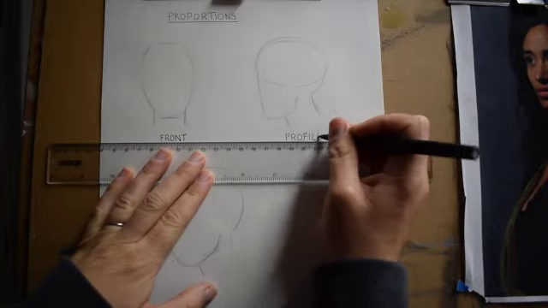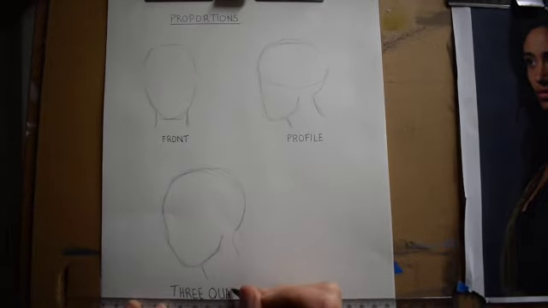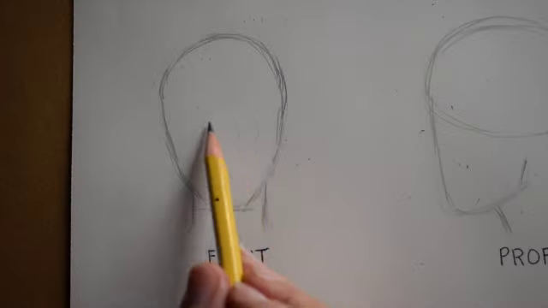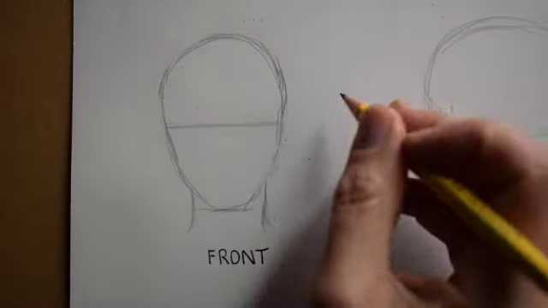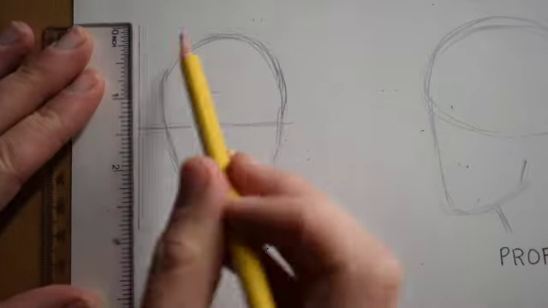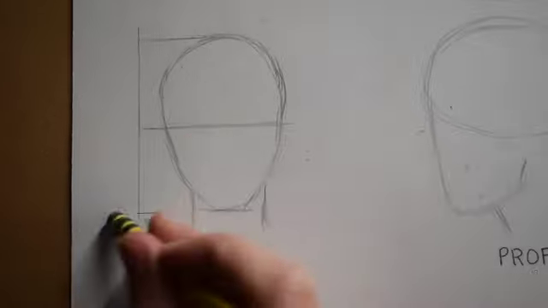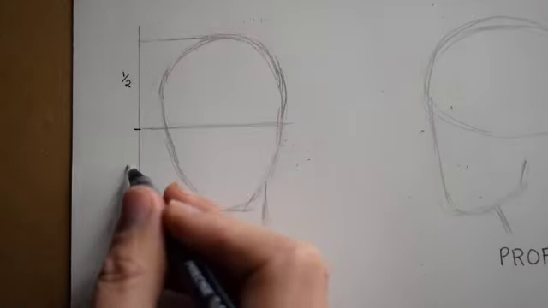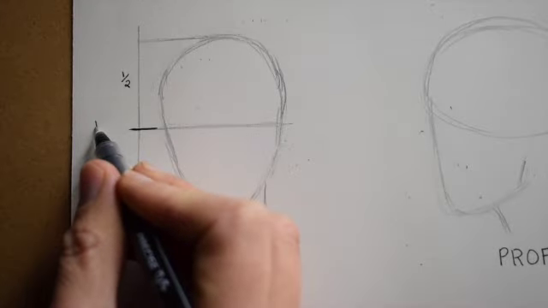Let's label these. So front, profile, 3/4. I've zoomed in to that front image. That's the first one that we drew. And I'm going to be dividing that head in half. So from the top of the head to the chin, divide it exactly in half. And that is the eye line.